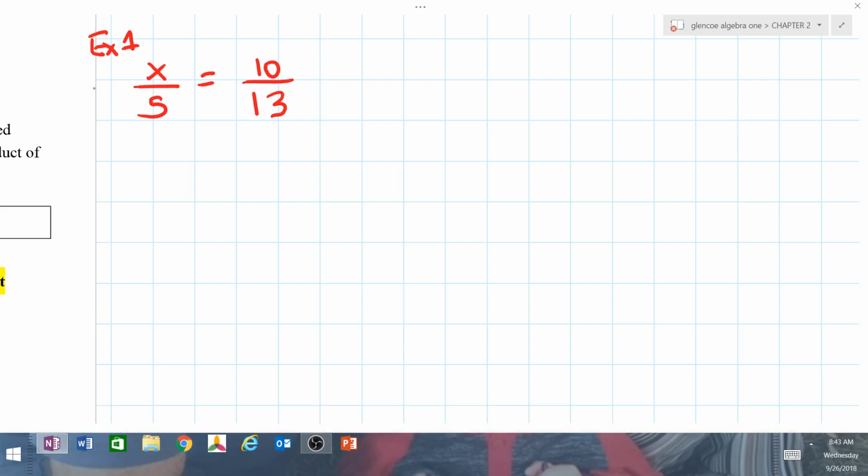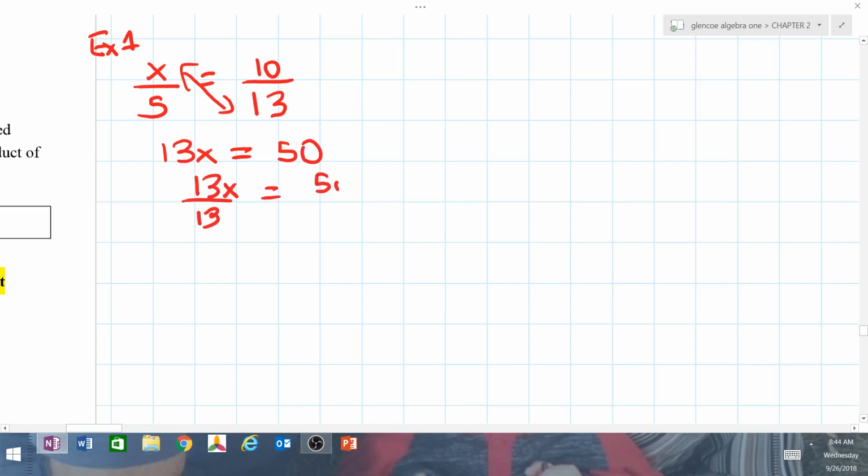So we're solving for x. So we're going to cross multiply. X times 13 equals 13x. And 5 times 10 equals what, guys? 50. We divide each side by 13, and we get as an answer 50 over 13. Now you can reduce that.